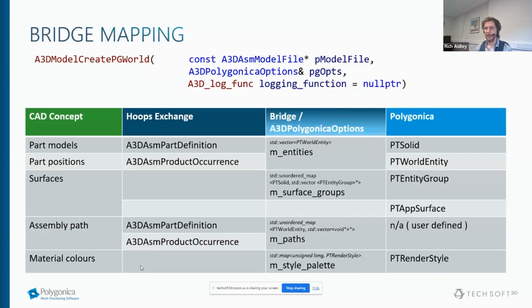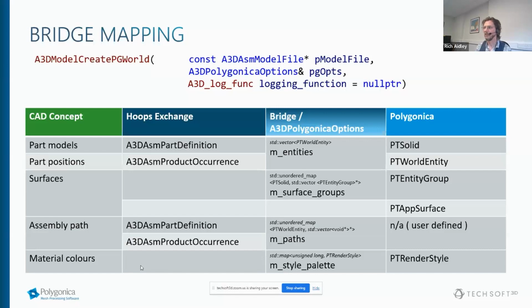Then, of course, we have the assembly path that we were talking about. And this is going to map each world entity to a vector. Now, it says a void star here, but these are all A3D, I forget exactly, whichever the child object, maybe Peter can tell us, child object is of A3D, ASM part definition, and ASM part product occurrence. That's what this chain of objects will be, and it'll take you from the top of the tree down to the leaf node, which is the one that corresponds to this particular world entity, and that's what the map is for.